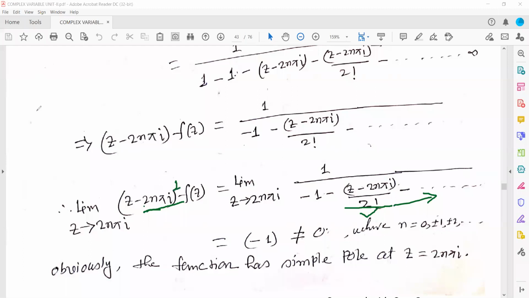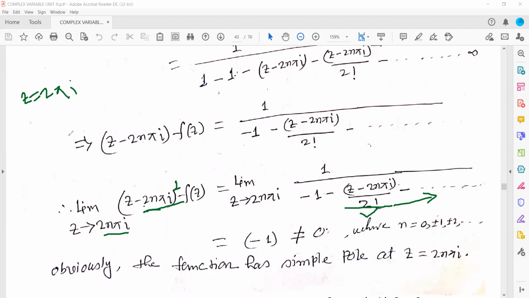Now, but in your question, you need to check at what? Z equal to 2 pi i. Same thing. Either you take 2 pi i or 4 pi i or 6 pi i, for everything it is the same, that is 2n, because twice n is even. So if you put n equal to 1, you will get 2 pi i. If you put n equal to 2, you will get 4 pi i.